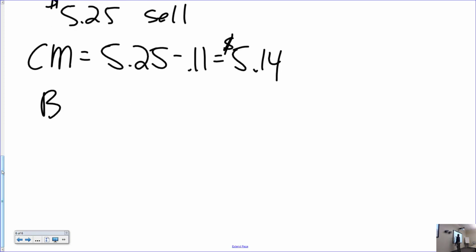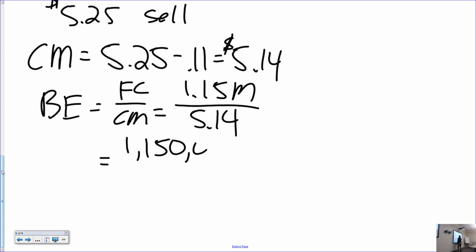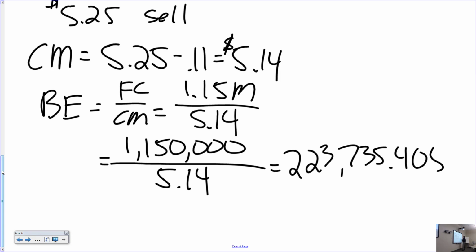And then your break-even question is the fixed costs over the contribution margin. 1.15 million divided by 5.14. You have no idea how many people told me that 115 million is the same as 1.15 million. Scared me a little bit. 1.15 million, folks, is 1,150,000 divided by 5.14, and when you punch that in your calculator, you get 223,735.4086.